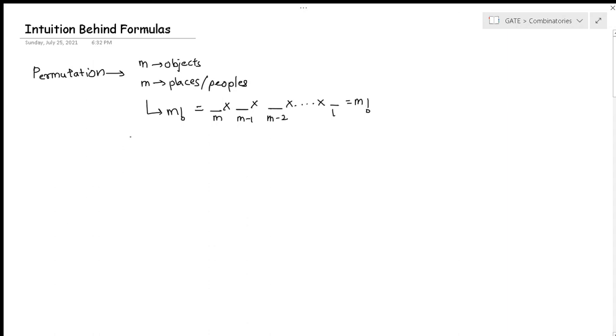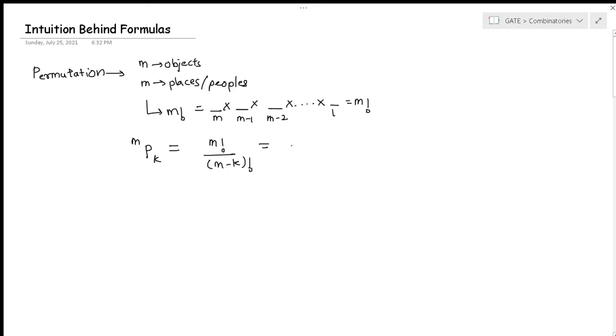Now let's say I have m objects and I want to choose or fill k places where order matters. In textbooks you will find the formula like this: m factorial upon m minus k factorial. That formula is beautiful. Now let's dig a little bit deeper into how it came.